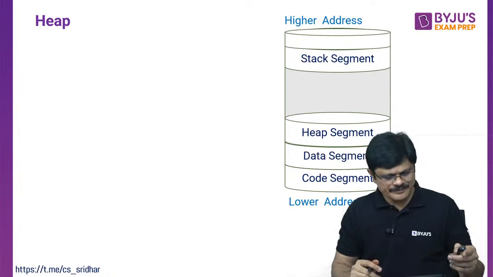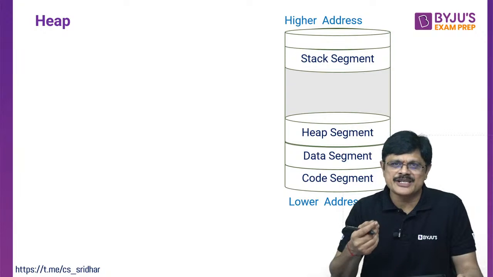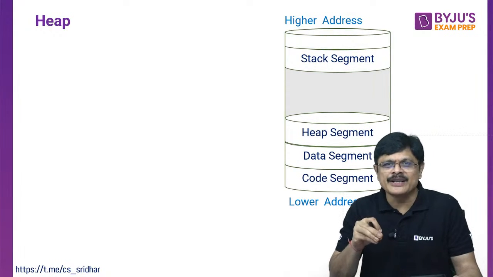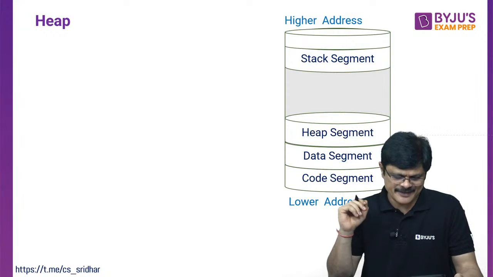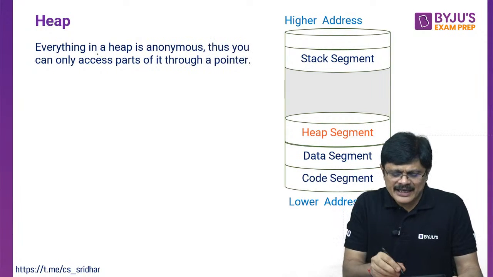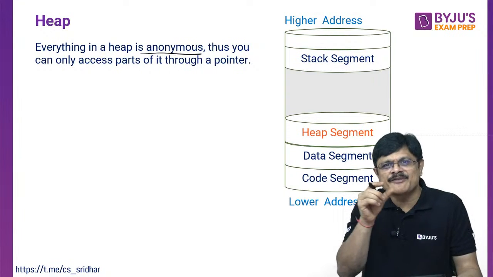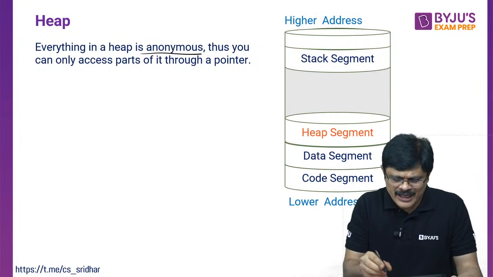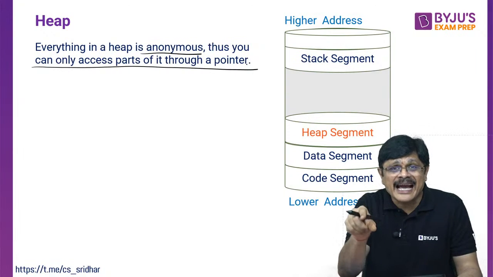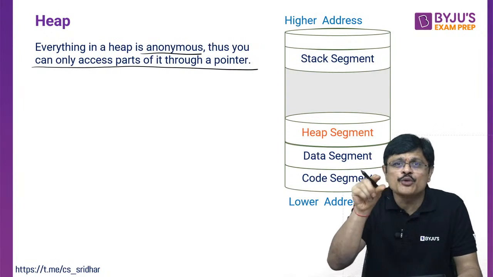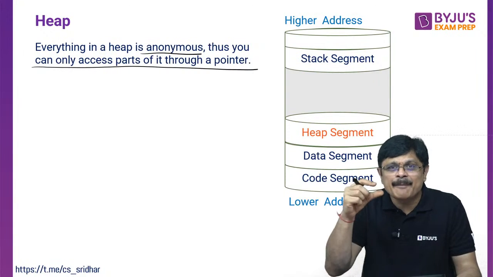Am I clear? Now comes the heap segment. We'll discuss heap a little later because we haven't started pointers. Once you start pointers, you will understand this heap segment in a better manner, my dear friends. Everything in heap is anonymous. They will not have a specific name. So you can only access them through pointers, through addresses. You cannot directly access that particular heap memory, my dear friends.